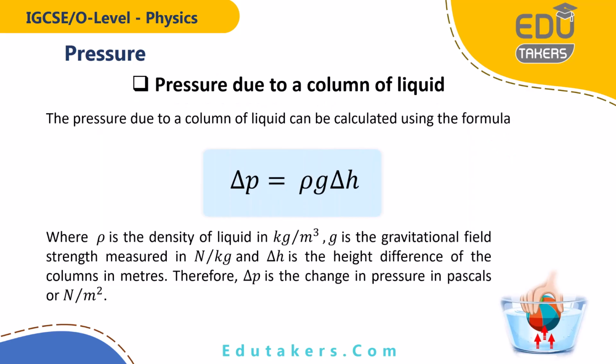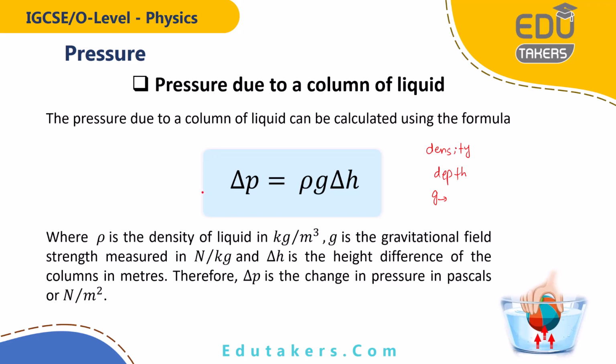Next, here is the formula for the pressure due to the column of the liquid. On which factors does the pressure depend? We already see the two factors on which the pressure depends. One is the density and the other is the depth. So here is another factor, g. It is the gravitational field strength on which the pressure depends.